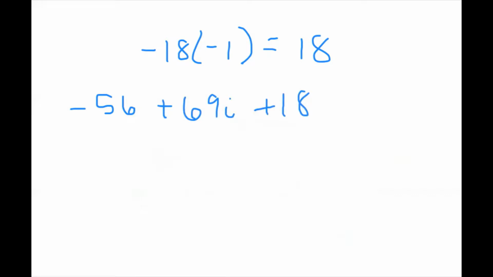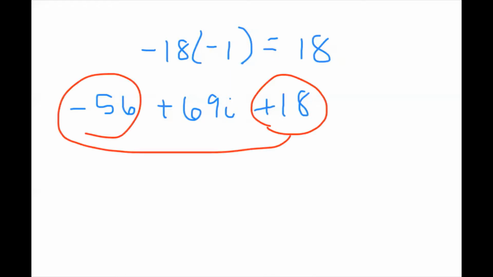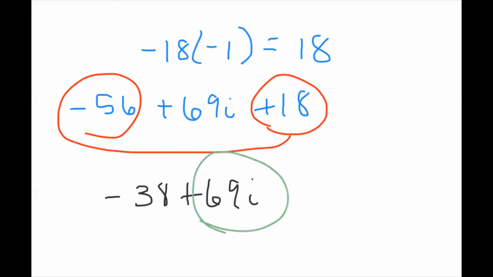So I'm going to have to add -56 and 18 together because they're actually both real numbers. It became a real number. So -56 plus 18 is -38. So we have got -38 plus 69i. Unfortunately, there's nothing I can do to change that 69i, so it's just going to stay the same, and that would be my final answer.